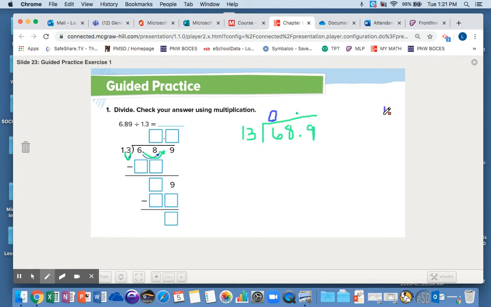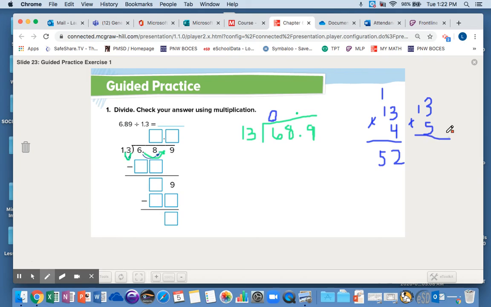13 goes into 68. Well, we have to try. We have to figure out how many times. Let's see. Let's try 4 times. Okay, so this is normal. I know the decimals are confusing, but this is normal division. We would always figure out how many times it went in. 3 times 4 is 12. 4 times 1 is 4, plus 1 is 5. So let's try one more time. Let's see. Might be too much.